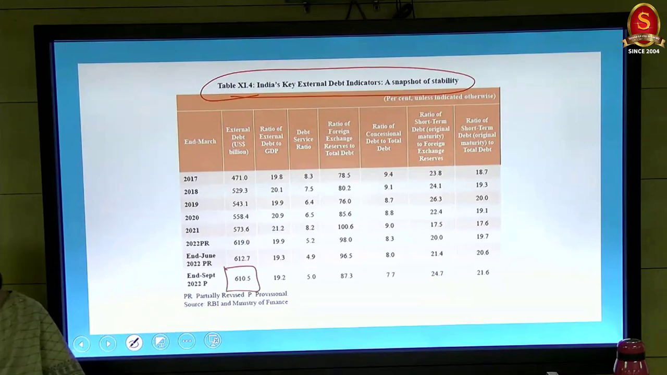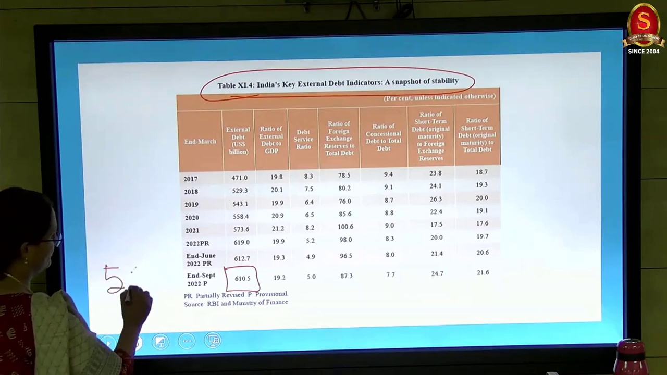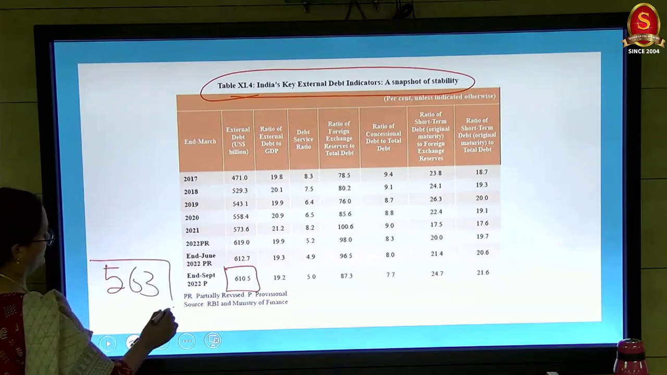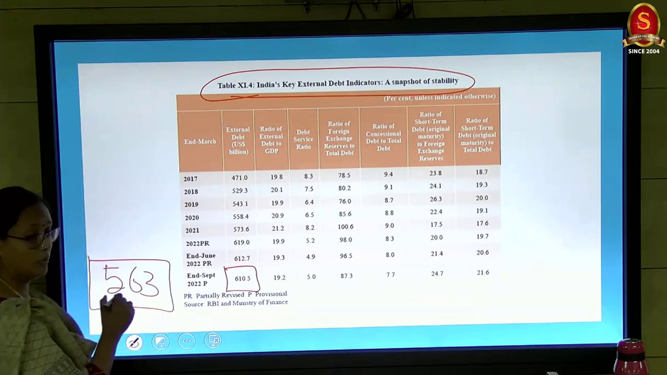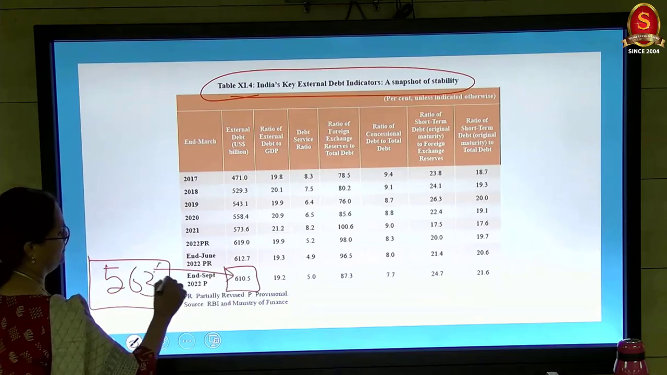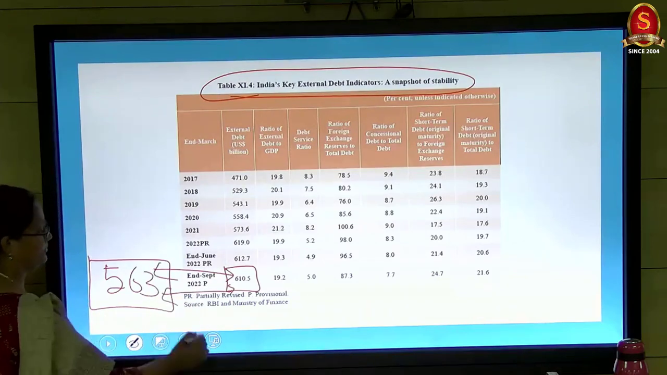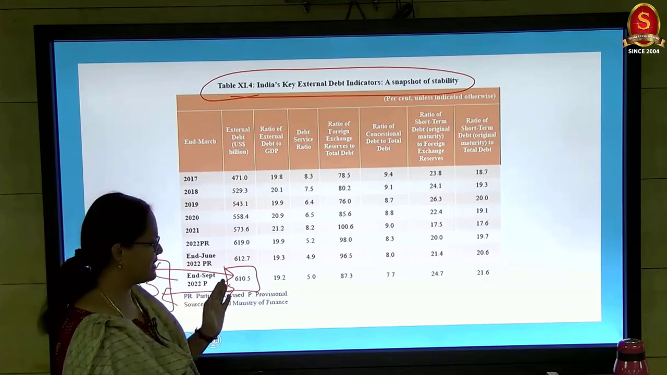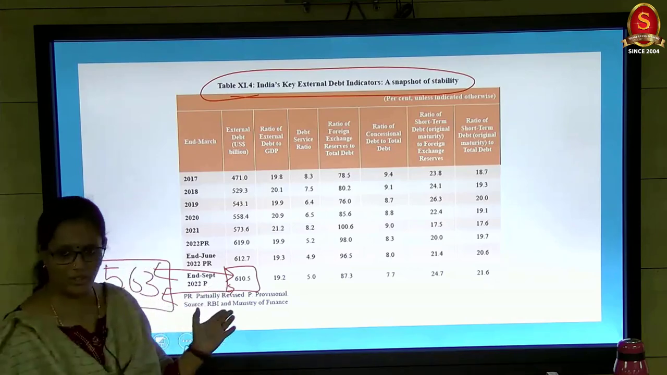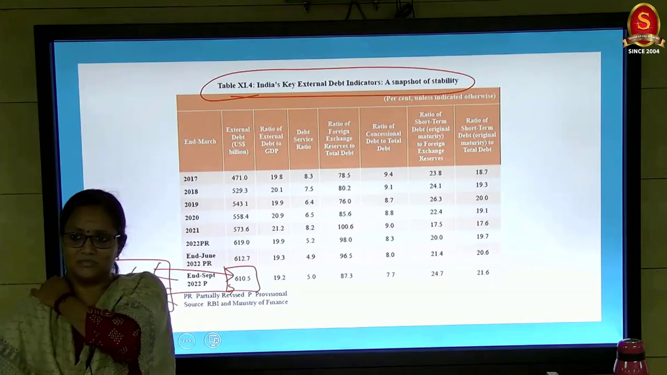Anybody remembers the foreign exchange reserves amount what we mentioned? 500 and how much external debt are we having? Louder. India is shining. One way we'll say we have huge foreign exchange reserves. On the other way, we have a huge external debt. Have you heard about this word, India is shining? No?